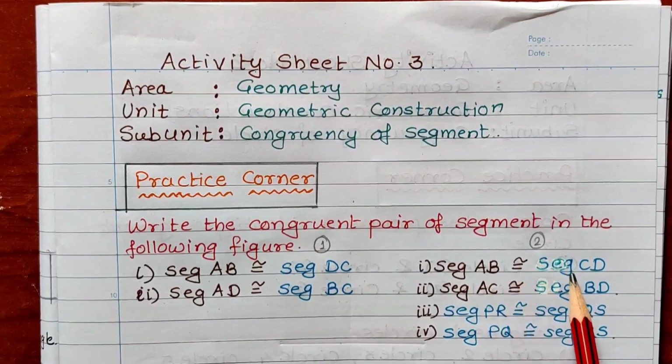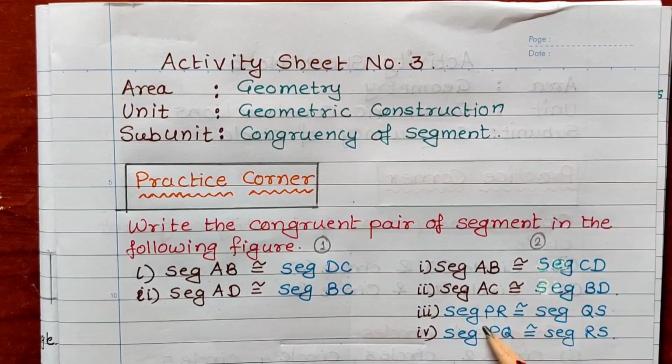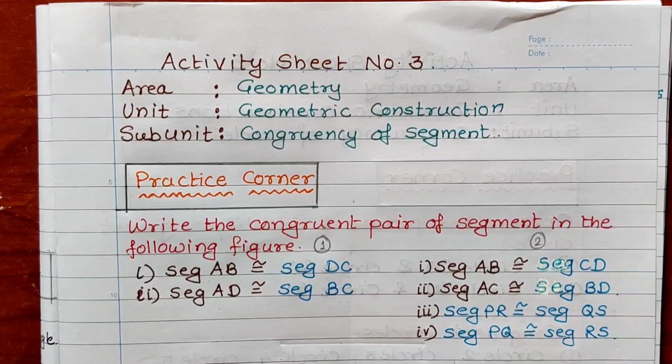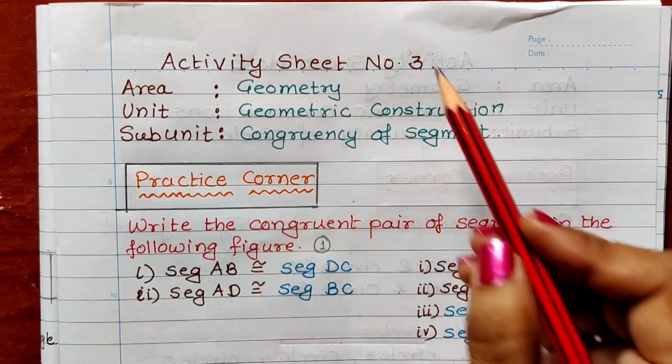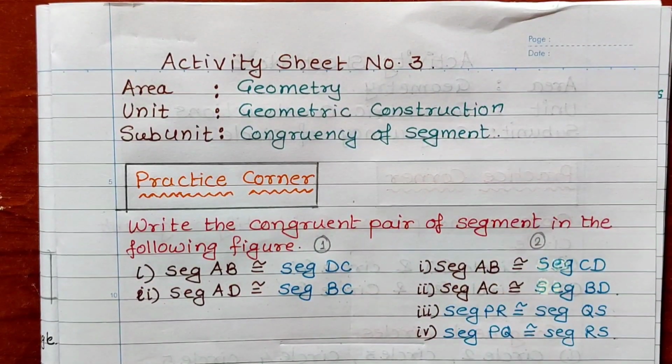Segment AB is congruent with segment CD. Segment AC is congruent with segment BD. We have to write two remaining pairs. So I have written here seg PR is congruent with seg QS, and seg PQ is congruent with seg RS. In this way, you have to complete your activity sheet number 3. If you want, you can take the screenshot from here.